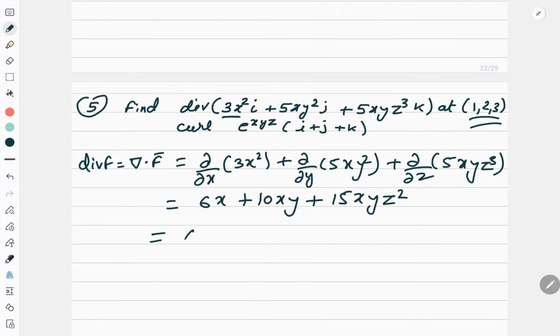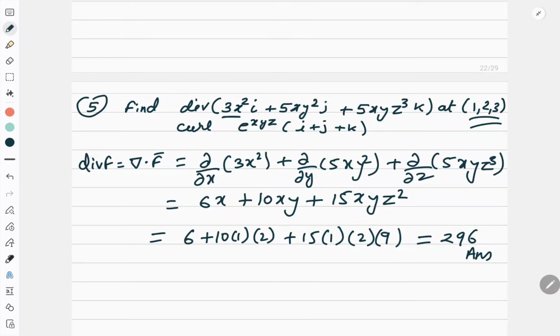And I need this at this particular point. So let me substitute 6 plus 10 into 1 into 2 plus 15 into 1 into 2 and z² is 9. Correct? So now when I find the value, it will be equal to 296, which is my divergence. Now the second question, this is a very important question. Very often you can see this in question papers.